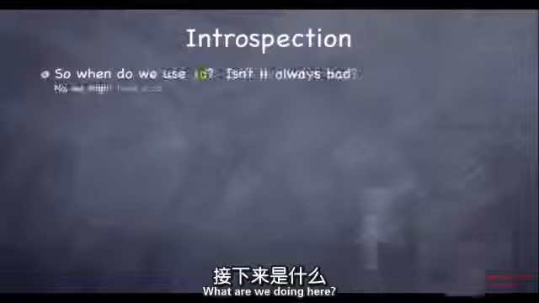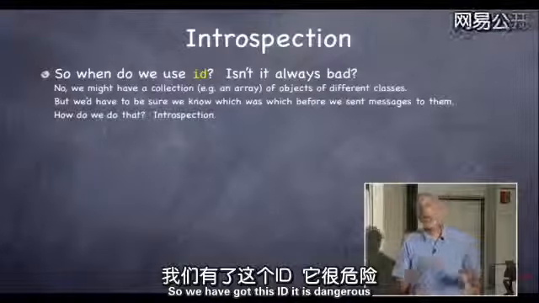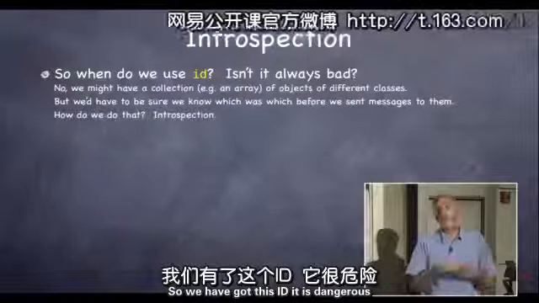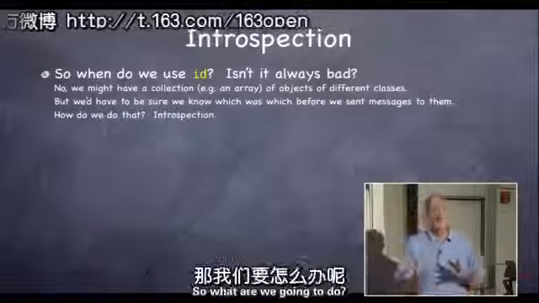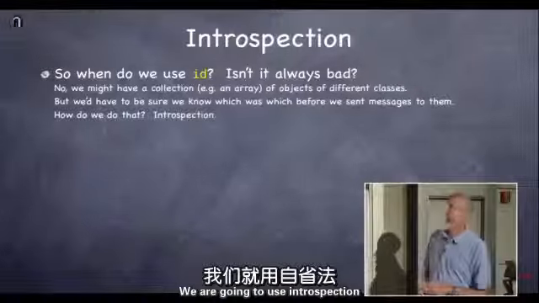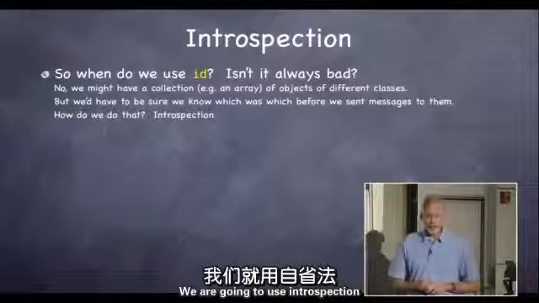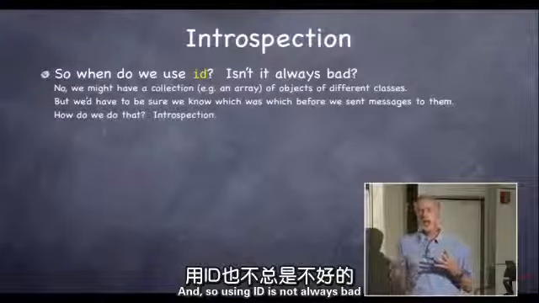Let's see. What do we got here? Introspection. So we got this id. It's dangerous. It can crash our program. What are we going to do? We're going to use introspection. And so using id is not always bad.